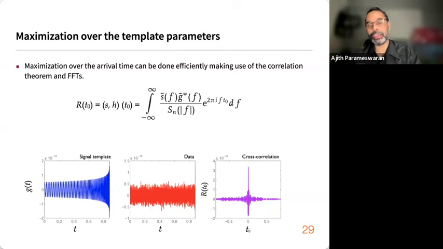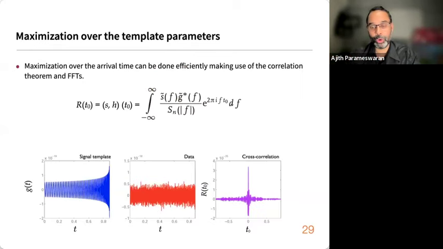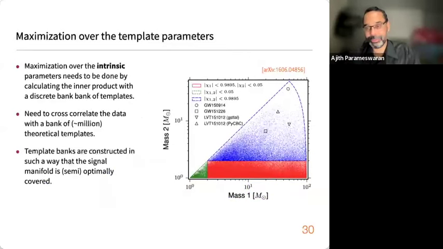The remaining things that we don't know how to maximize are the intrinsic parameters, so the masses as well as the spins of these black holes, etc. We have no clever tricks for maximizing the likelihood over this intrinsic parameter space, so one needs to do brute force. What one does is create a catalog, or a bank of templates, corresponding to different values of the black hole masses, their spins, etc. There are on the order of millions of them, and you cross-correlate the data with each of these templates.